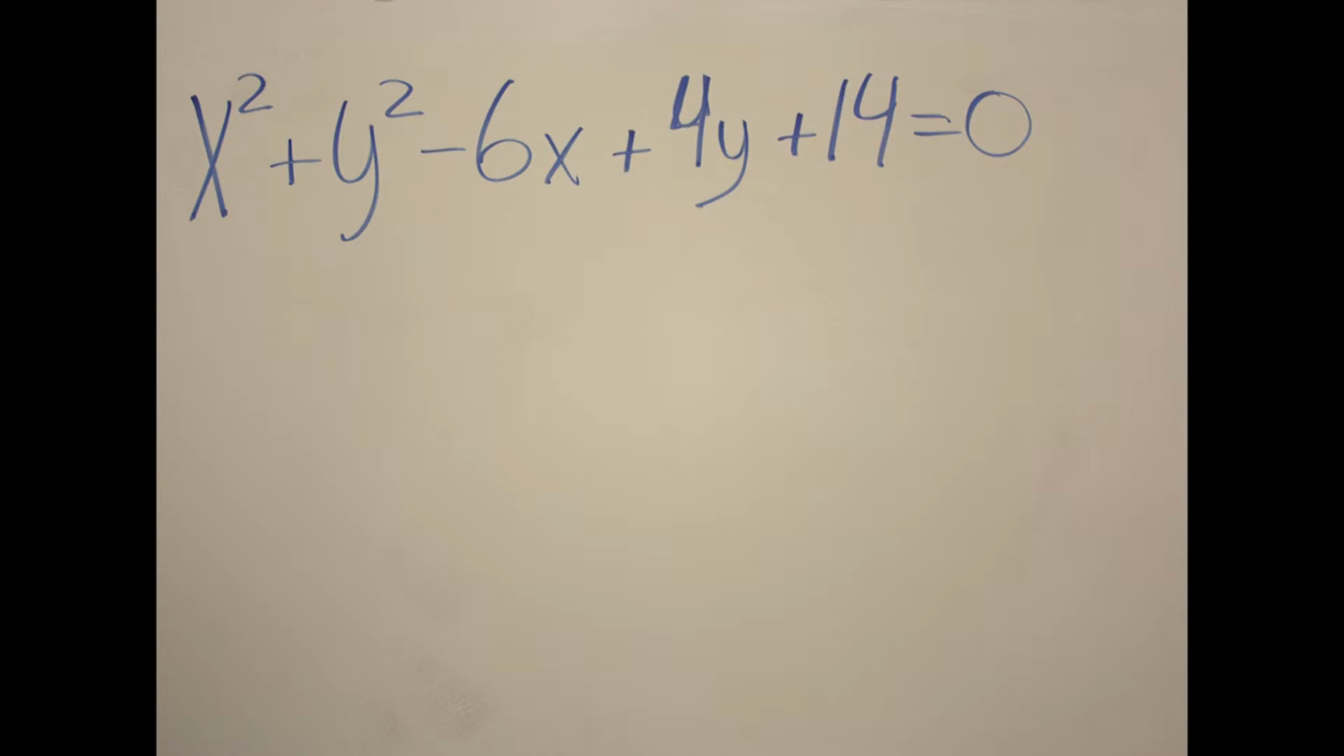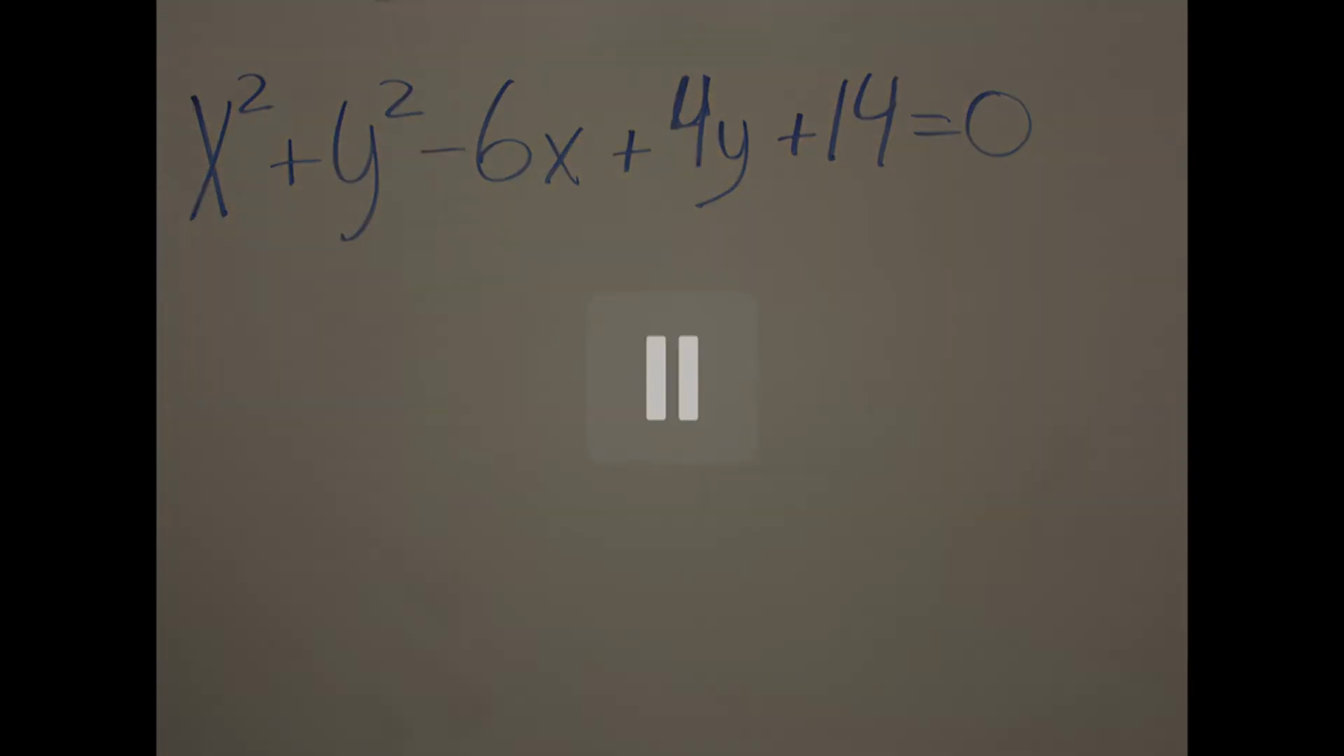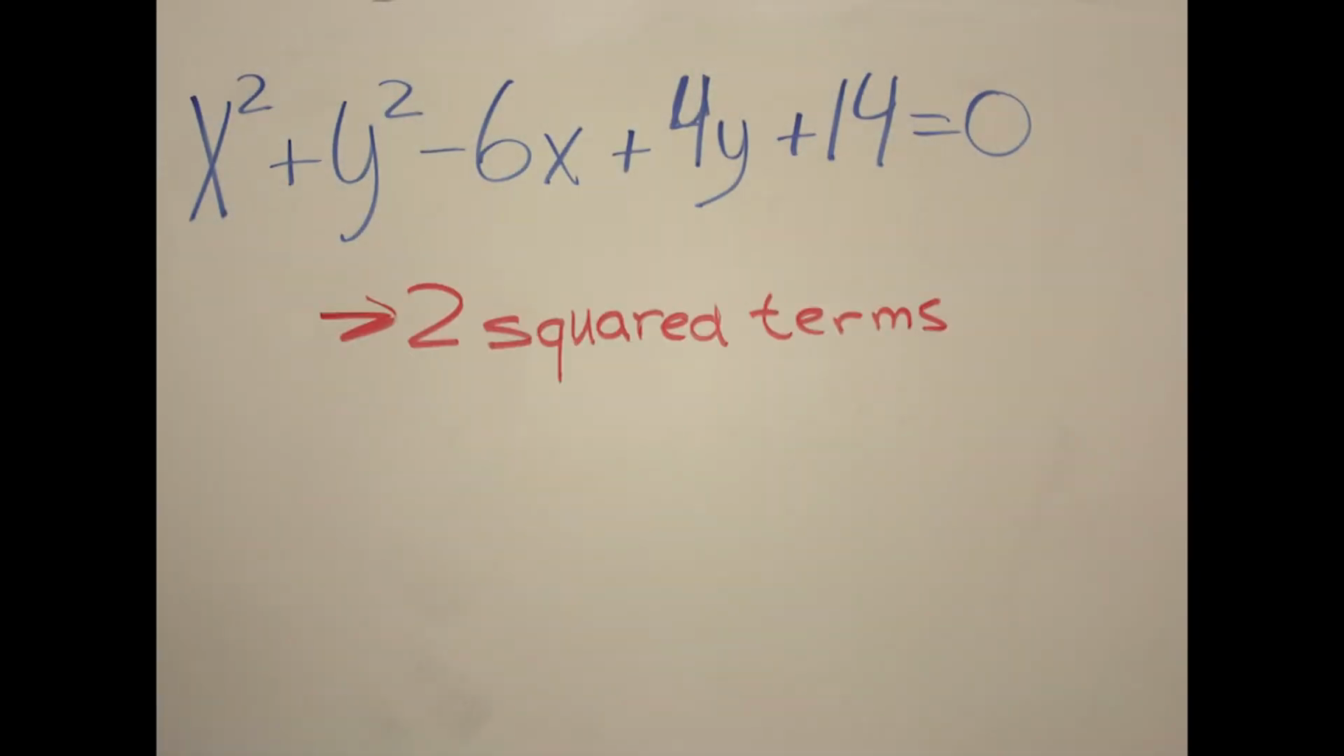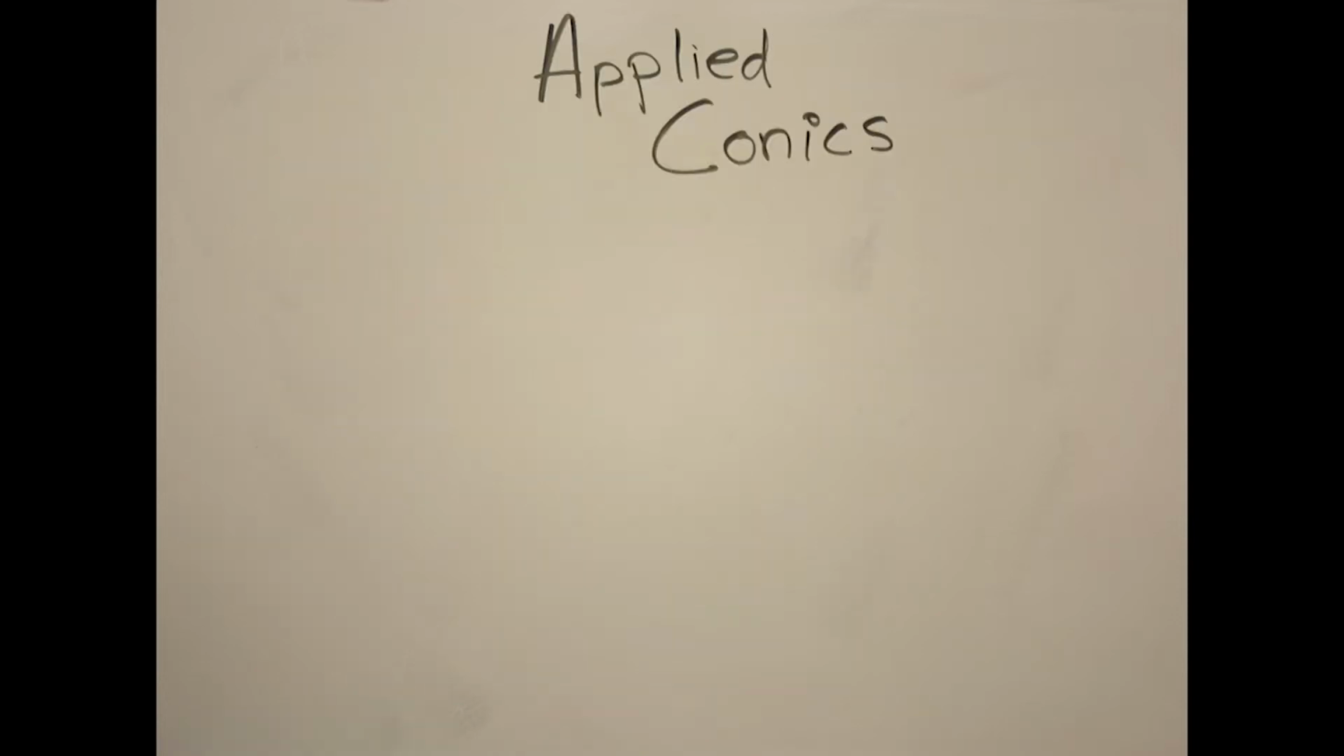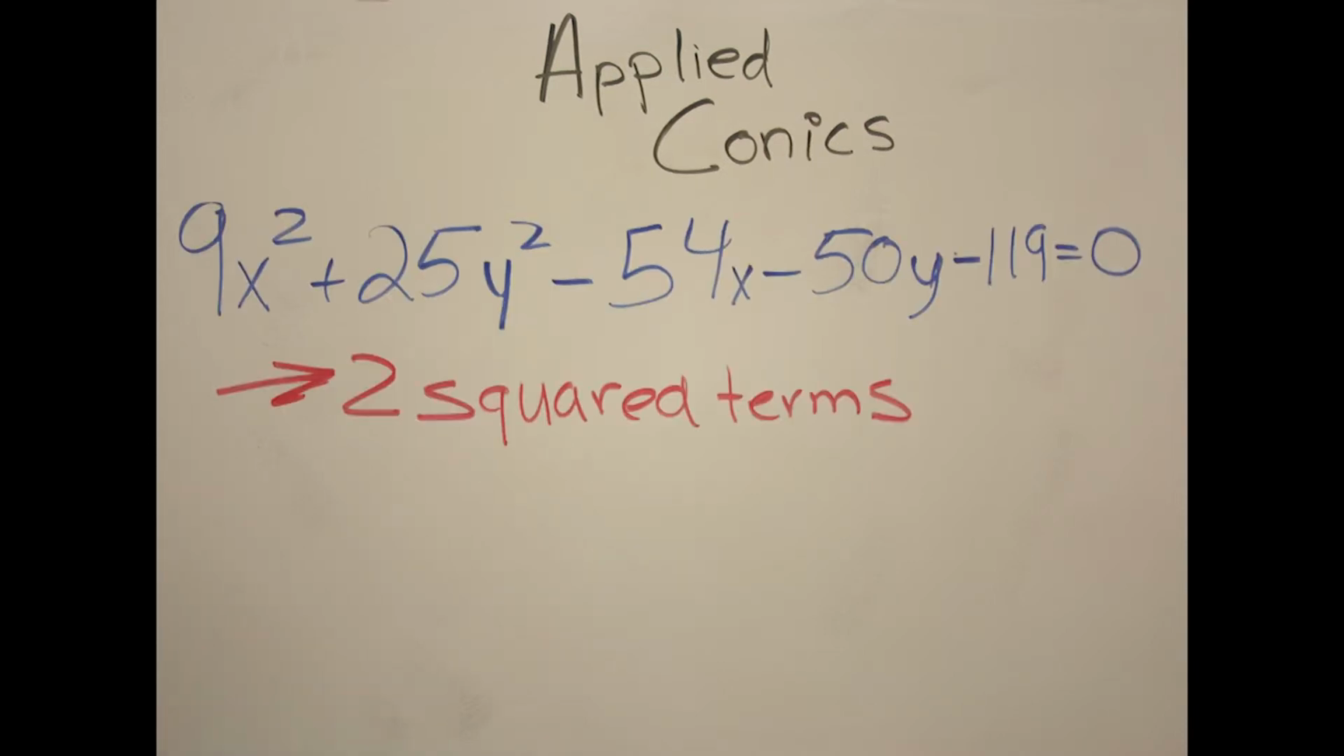Can you guess this equation? Pause the video and take a second to think. This equation has two square terms, so it's not a parabola, and A equals B, therefore this is a circle. Now we are ready to solve and graph conics. Let's look at the equation below. What is it?